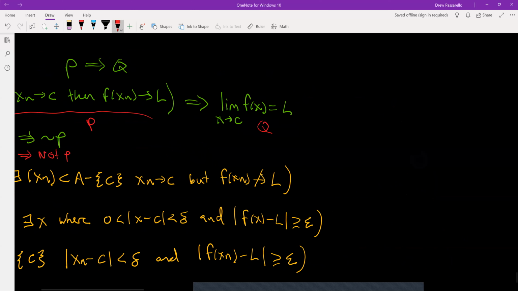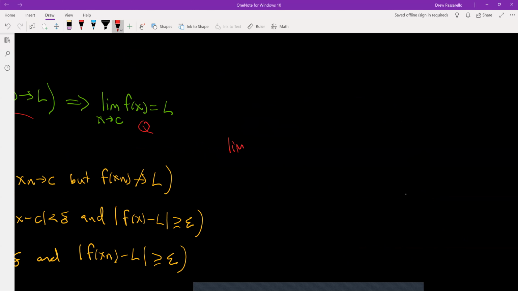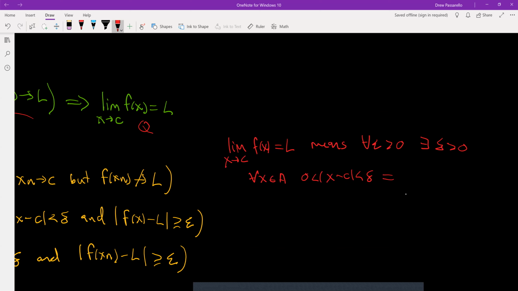So recall that the limit as x approaches c of f(x) equals L means for all epsilon, there exists a delta, so that for all x in A, we have 0 less than the absolute value of x minus c less than delta implies the absolute value of f(x) minus L is less than epsilon. That's what it means for the limit.